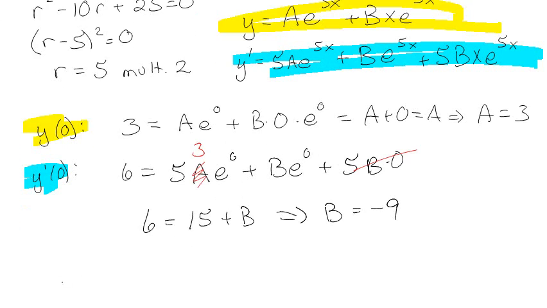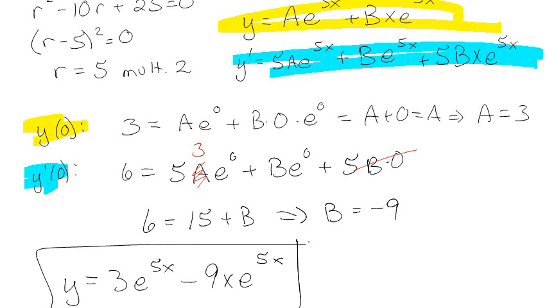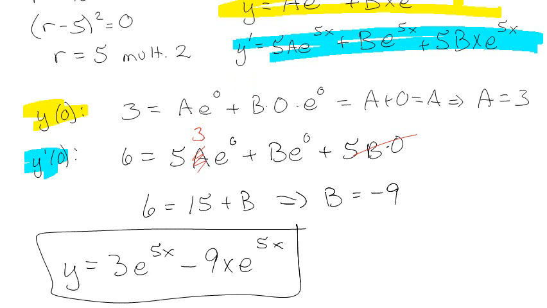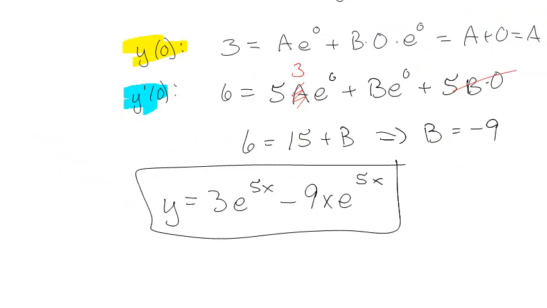And so I can say the full solution to this problem is that y is equal to 3e to the 5x minus 9x e to the 5x. And it's all beautiful and happy, and that's my full solution. So that's really all we're doing on these, is just lots of practice.